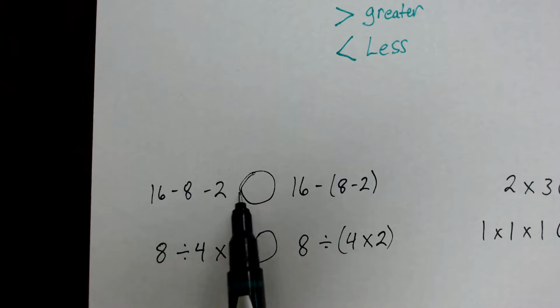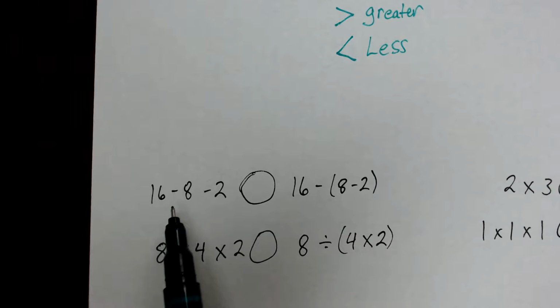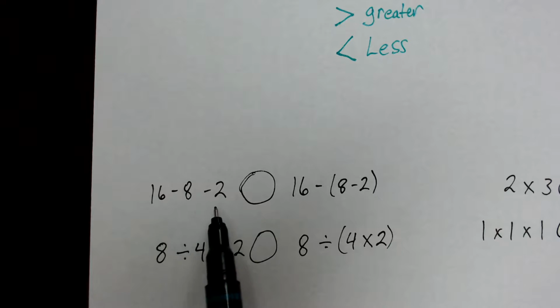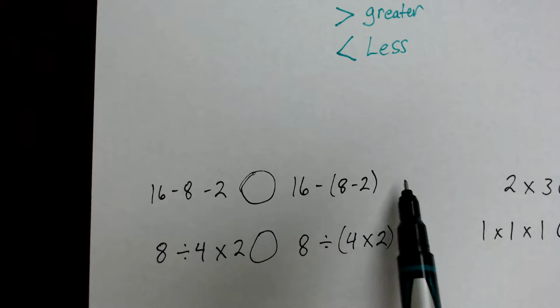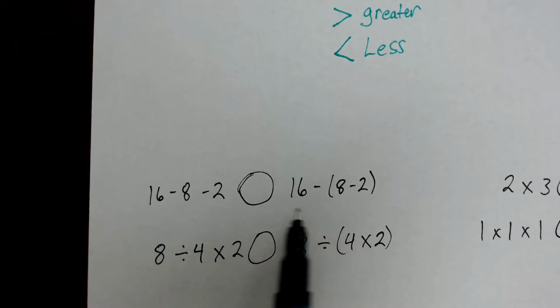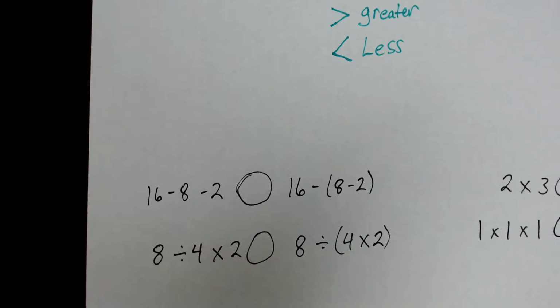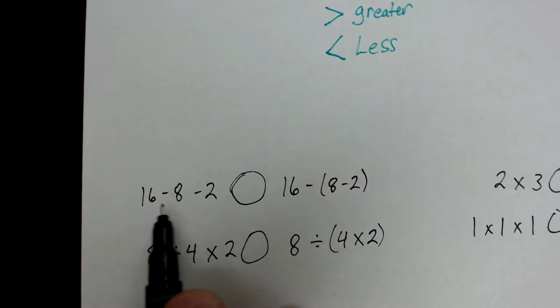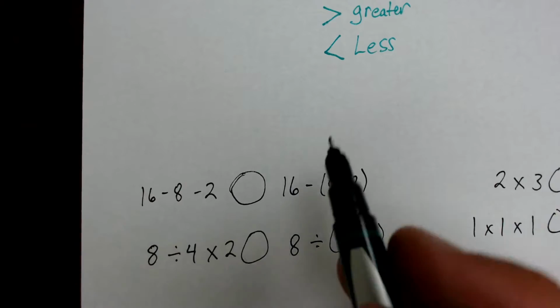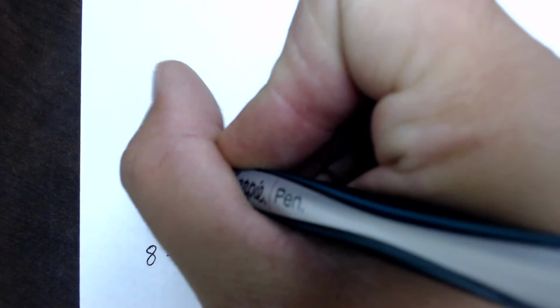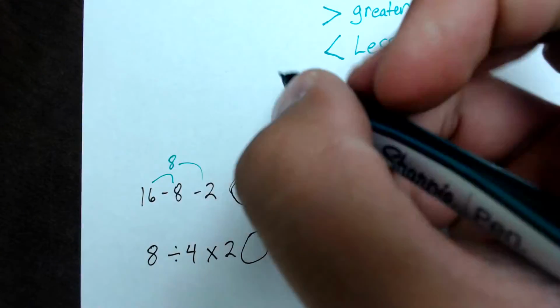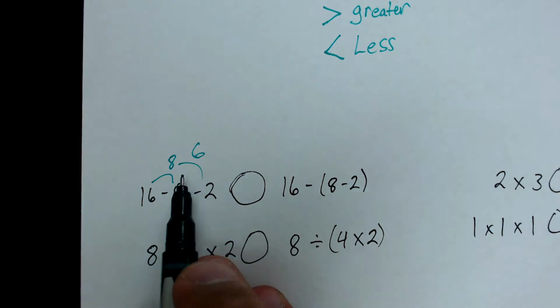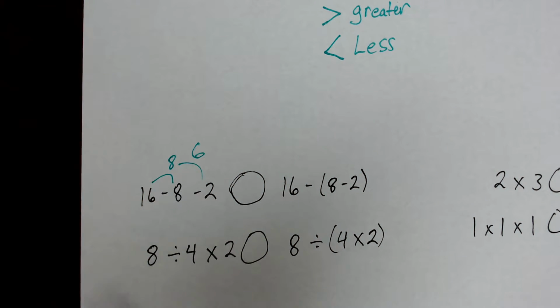So before I can put my symbol, I have to figure out what is bigger, 16 minus 8 minus 2, or 16 minus parentheses 8 minus 2. So we also get to practice our order of operations here as well. So let's go ahead and solve the left side. If there are no parentheses, I'm just going to work from left to right. So 16 minus 8 gives me 8. 8 minus 2 gives me 6. So the left side is actually the number 6.